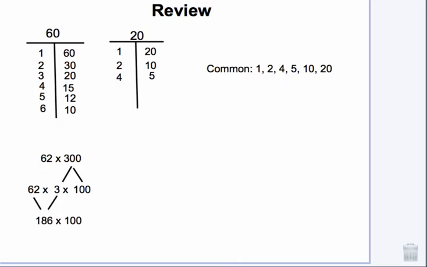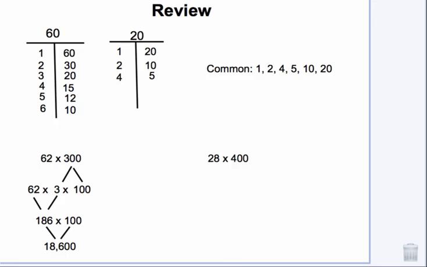62 times 3 equals 186. Now we need to take that times 100. And as you probably remember from 4th grade, that's just adding the two zeros from the 100 to the end of the 186. And that gives us an answer of 18,600. Now I want you to pause the video and copy this problem down.